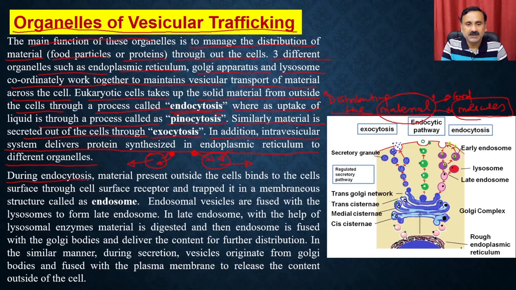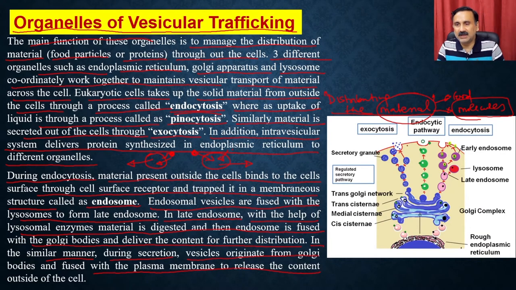During endocytosis, the material present outside the cell binds to the cell surface receptor and is trapped in a membranous structure called the endosome. The endosomal vesicles fuse with the lysosomes to form the late endosome. In the late endosome, with the help of lysosomal enzymes, the material is digested, and then the endosome fuses with the Golgi bodies and delivers the content for further distribution. In a similar manner, during secretion, vesicles originate from the Golgi bodies and fuse with the plasma membrane to release the content. So this is what you see here.